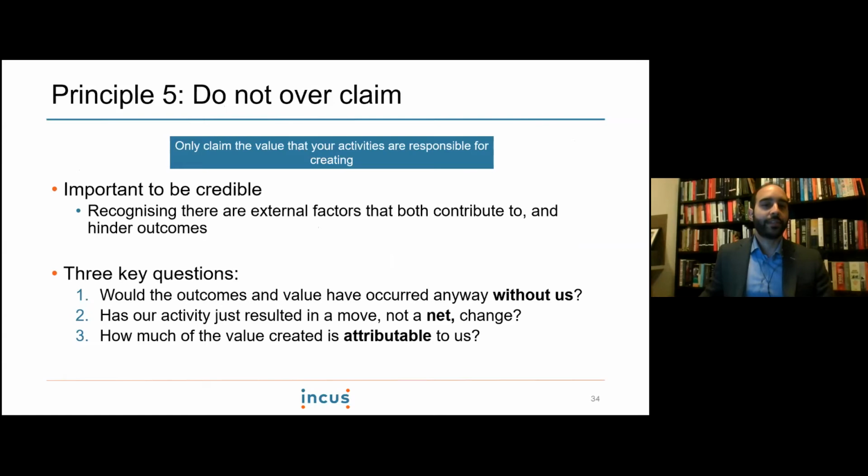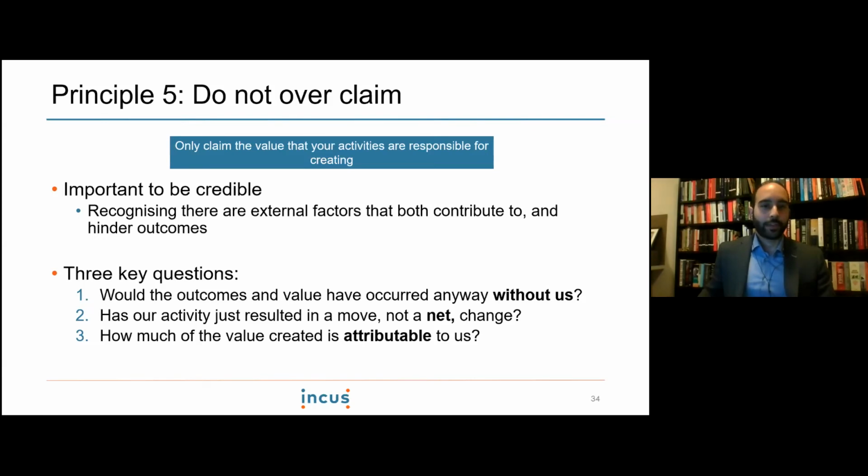Would the outcomes in that social value have occurred anyway without us? So the idea of a counterfactual. Has our activity resulted in a move of value, not an actual net change? So we've just moved value from one group to another. And how much of the value created is attributable back to our particular program? So the idea here is to think about what's a credible account of social value for our initiative, for the program, for the evaluand.